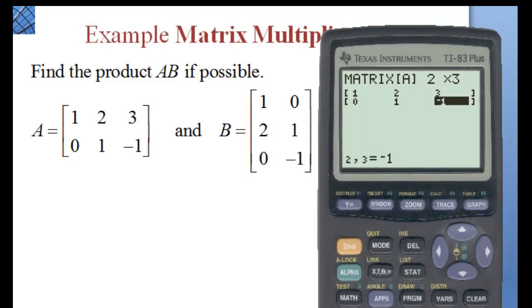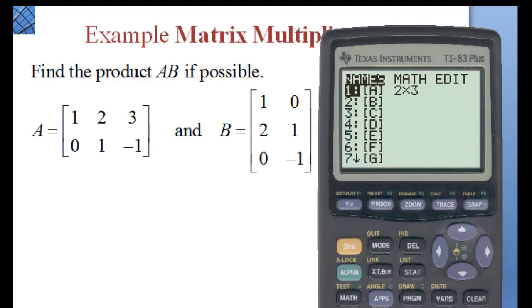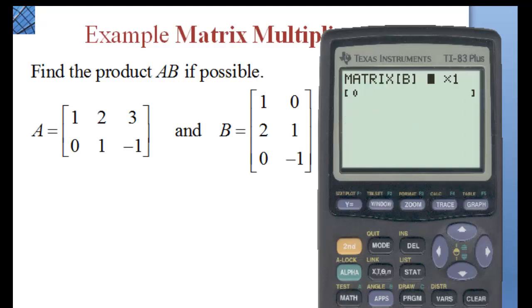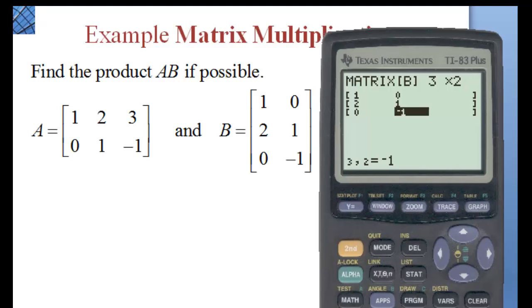Enter matrix B. We go back to second matrix. We need to go over to edit and down to B, and we tell this is a matrix. This is row by column, so we have 3 rows and 2 columns. 1, enter, 0, enter, 2, 1, enter, and negative 1. Now we have our 2 matrices entered in A and B, and now we can perform the calculations on them.